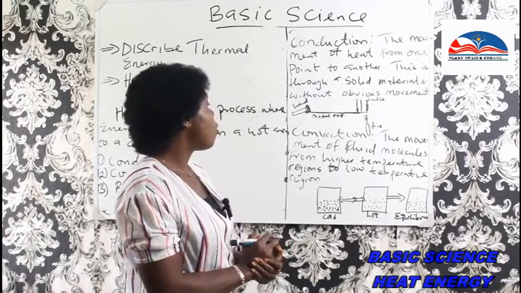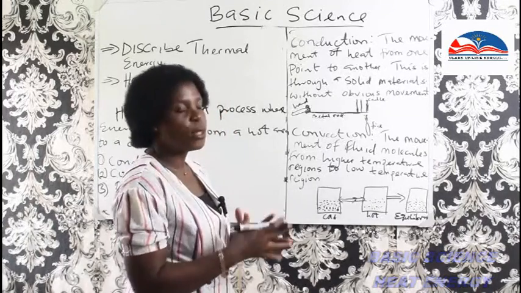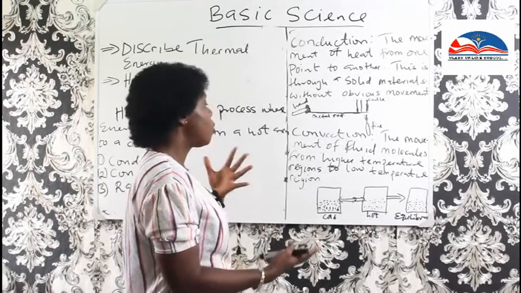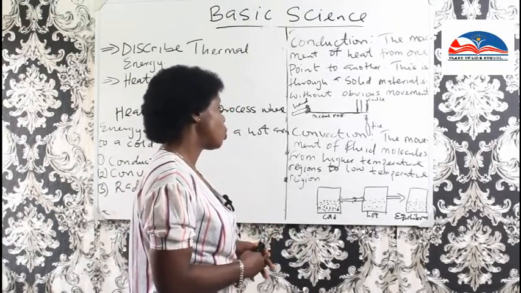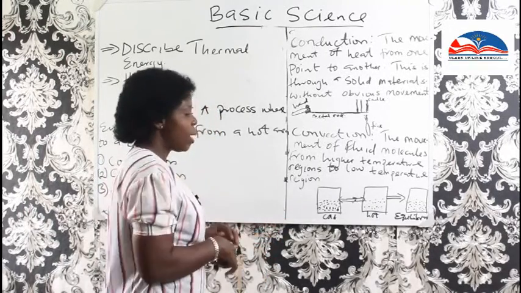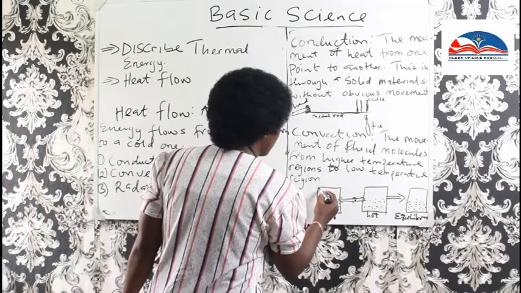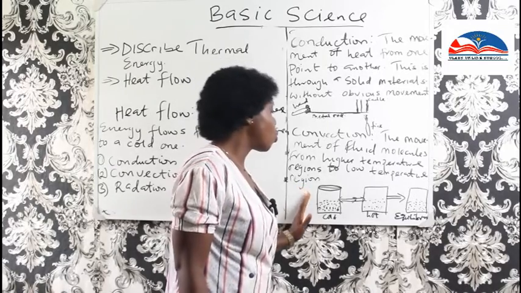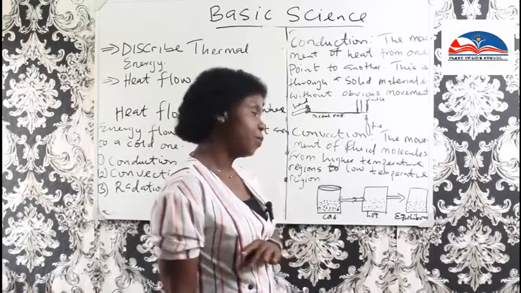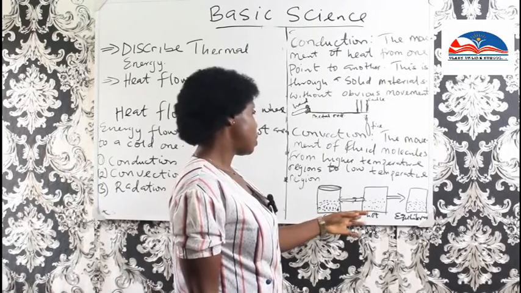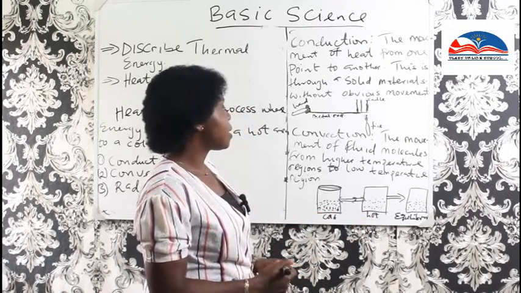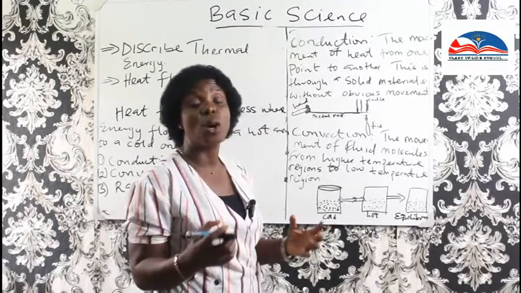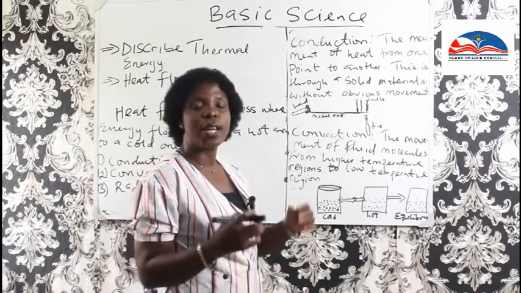Then we go to convection of heat flow. It is the movement of fluid molecules from higher temperature regions to lower temperature regions. Now let's say this is a container containing cold water, and this is a container containing hot water. This is cold water, this is hot water. At this instant, convection happens with fluid. Unlike conduction, which happens with solid metals, convection happens with fluid.